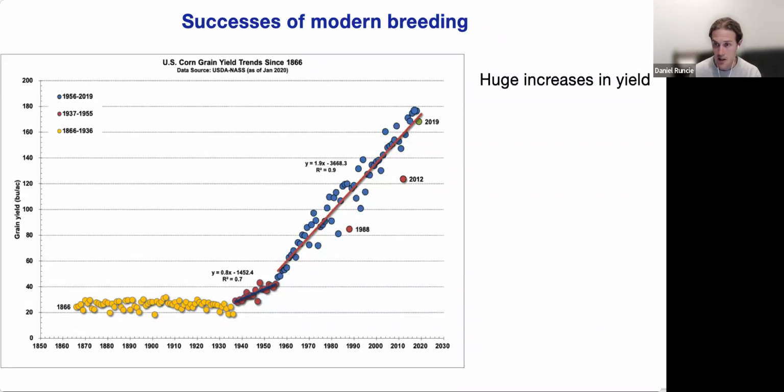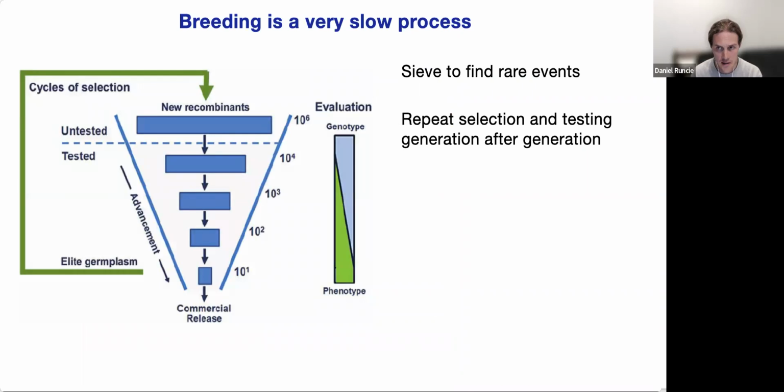However, an important point here is that while these changes are dramatic, they are not fast. It's been a gradual change of a few percent per year over the last 50 years or so. So breeding is effective, but slow. Why is it so slow?